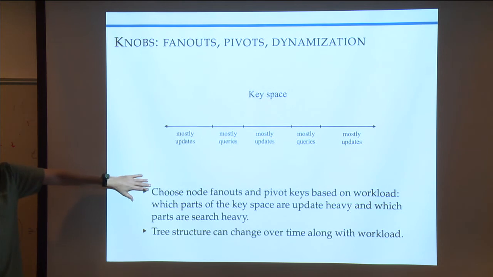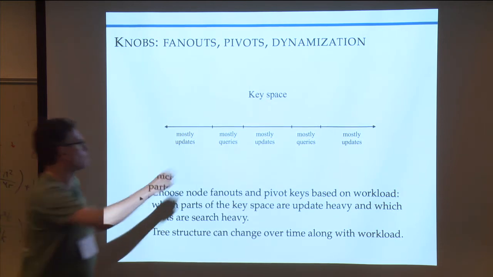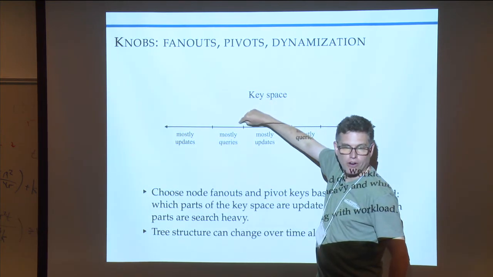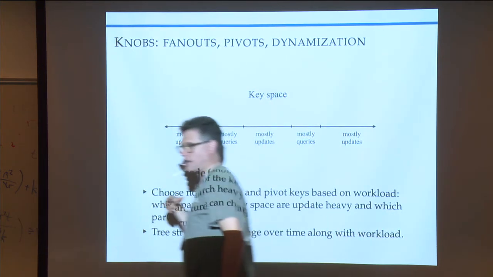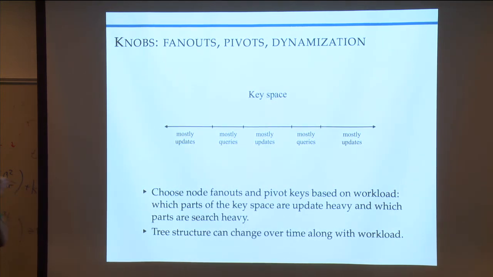So we need to choose the node fanouts and pivot keys based on workload, sort of which parts of the key space are update heavy and which parts are search heavy. And then when you have pivot selection, you'd like your pivot to be close to this barrier here so that it can separate this key space that's update heavy from the part that's query heavy.